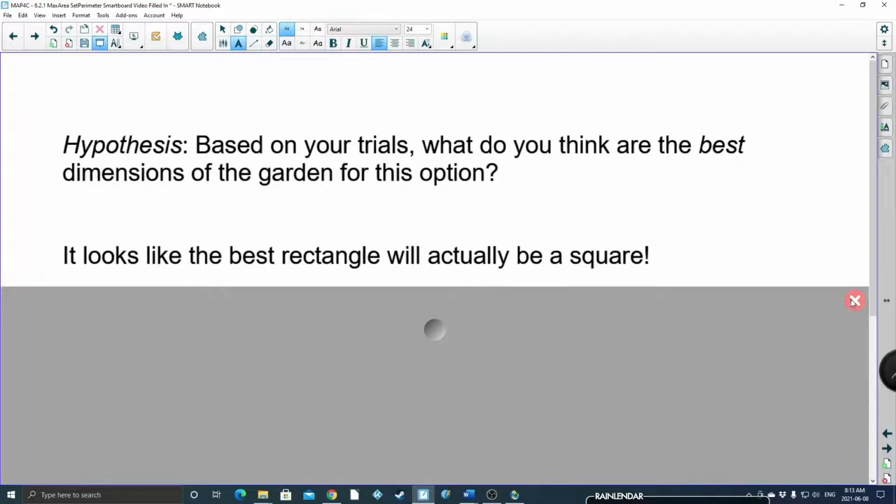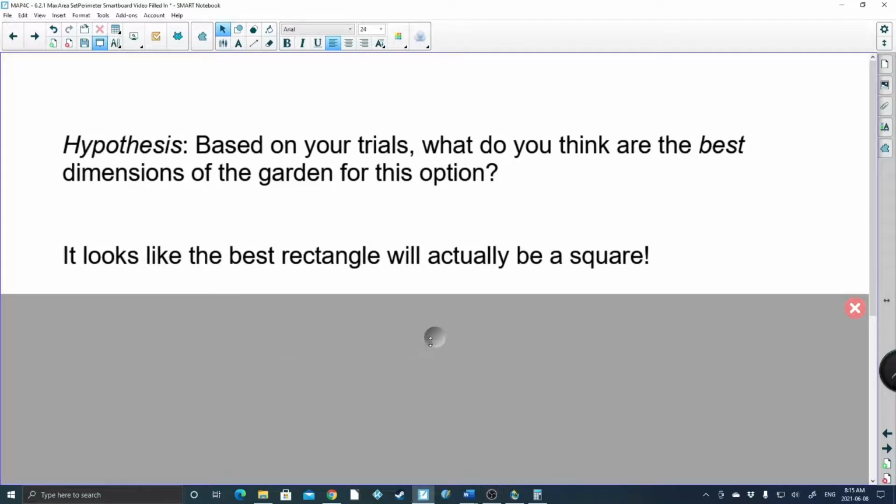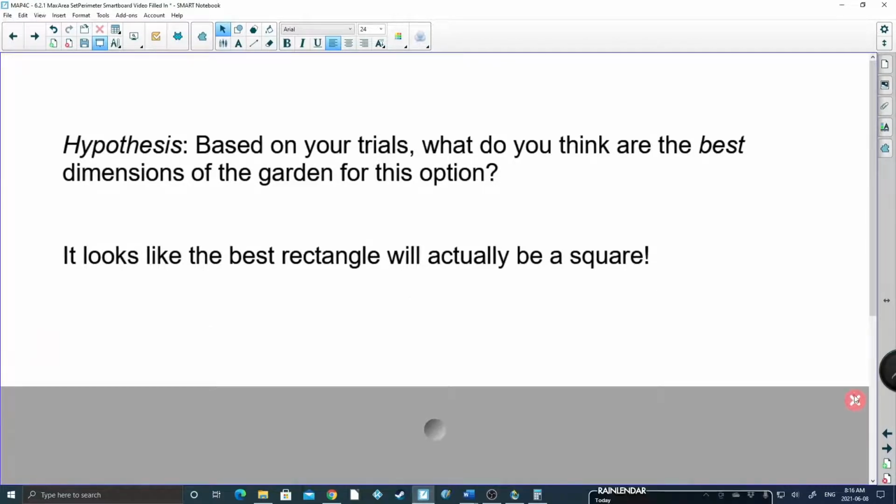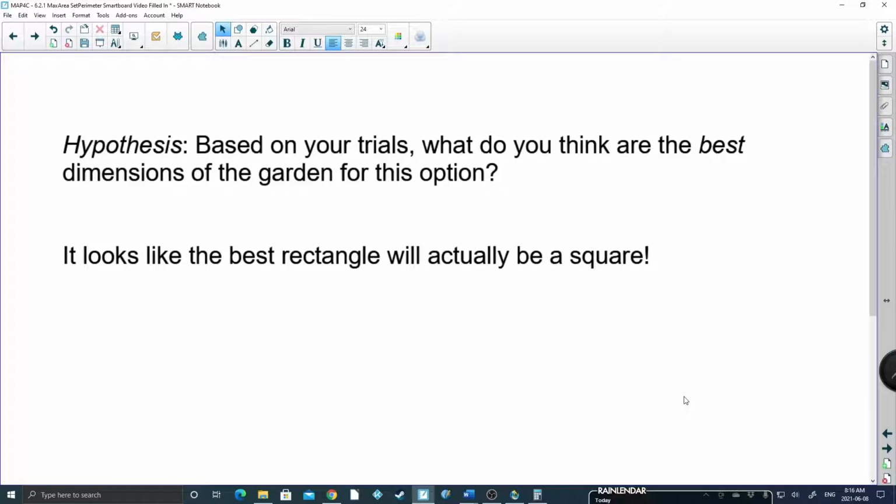So what's special about a square? Well, first of all, some of you might be saying, but sir, a square is not a rectangle. Yes, it is, because the definition of a rectangle is a shape that has opposite sides that are the same length and all the corners are 90 degrees. It doesn't have to be that the two adjacent sides are different lengths. They could be the same length, and that is still a rectangle.